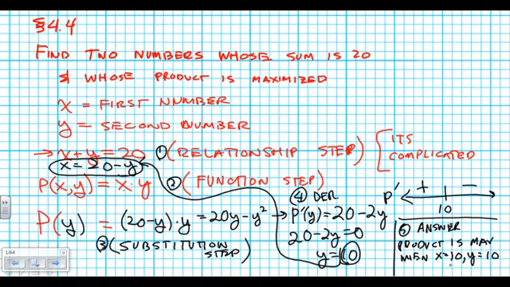Okay, here we go. New problem. I've got a parabola.